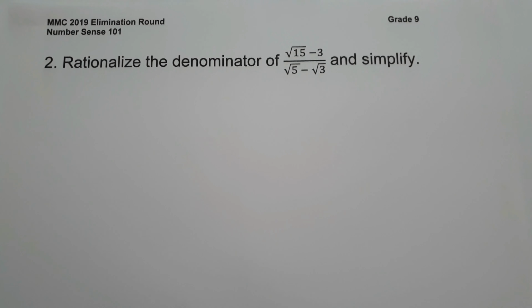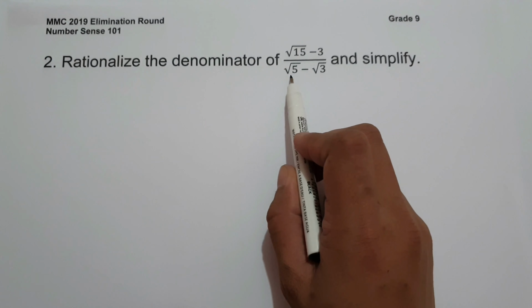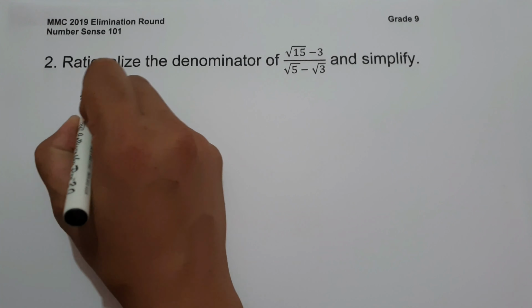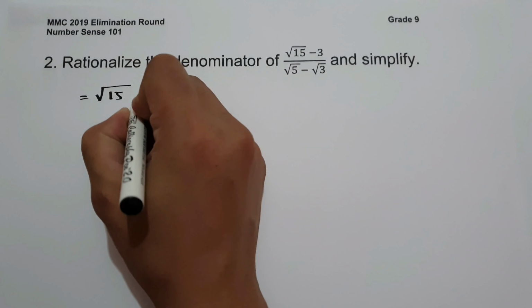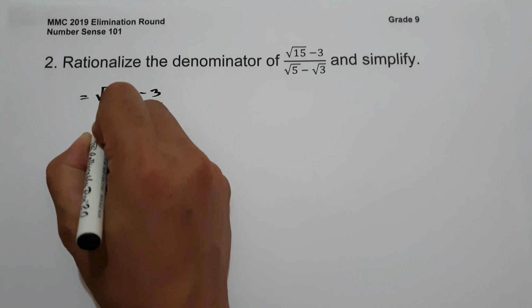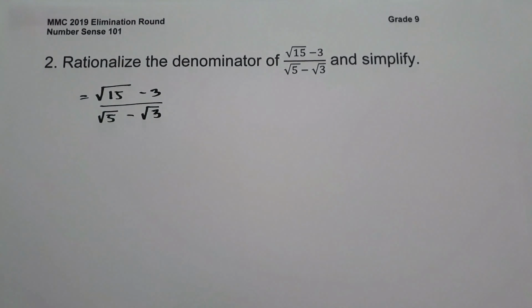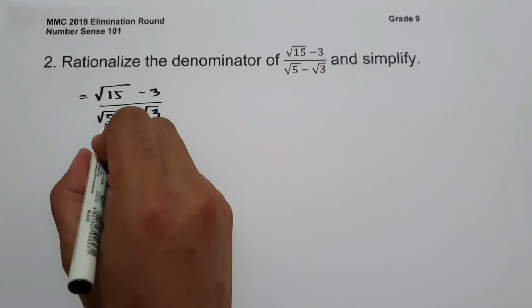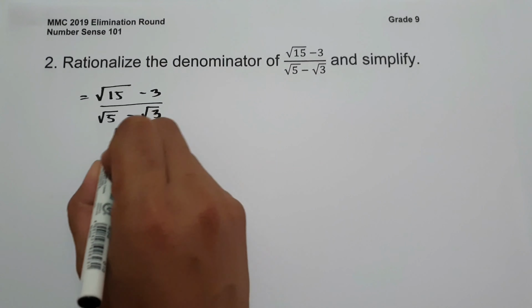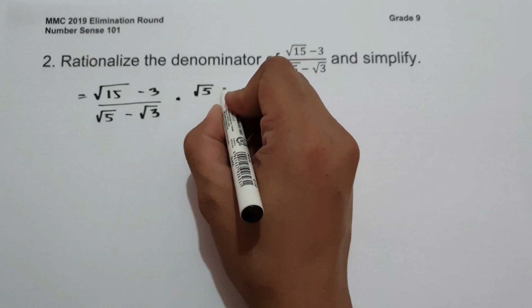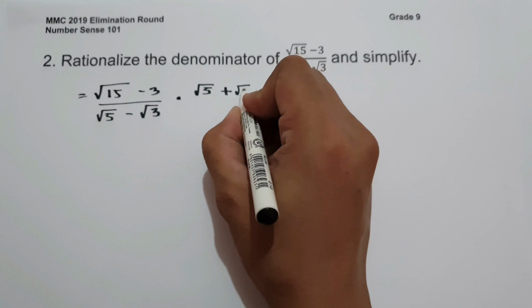On number 2, rationalize the denominator of square root of 15 minus 3 all over square root of 5 minus square root of 3 and simplify. So to simplify the given expression, we have square root of 15 minus 3 all over square root of 5 minus square root of 3. To rationalize the denominator, we multiply the numerator and denominator by the conjugate, and that is square root of 5. Since we have a negative sign, we are going to have a positive sign, then square root of 3.